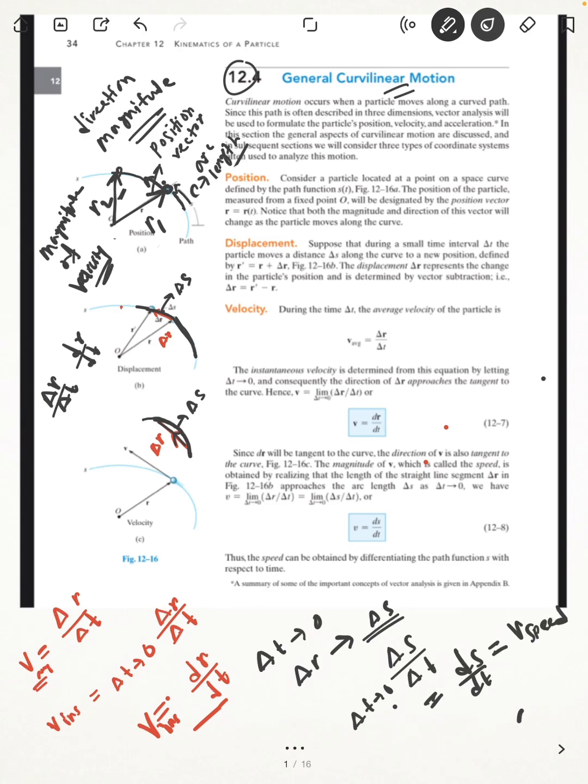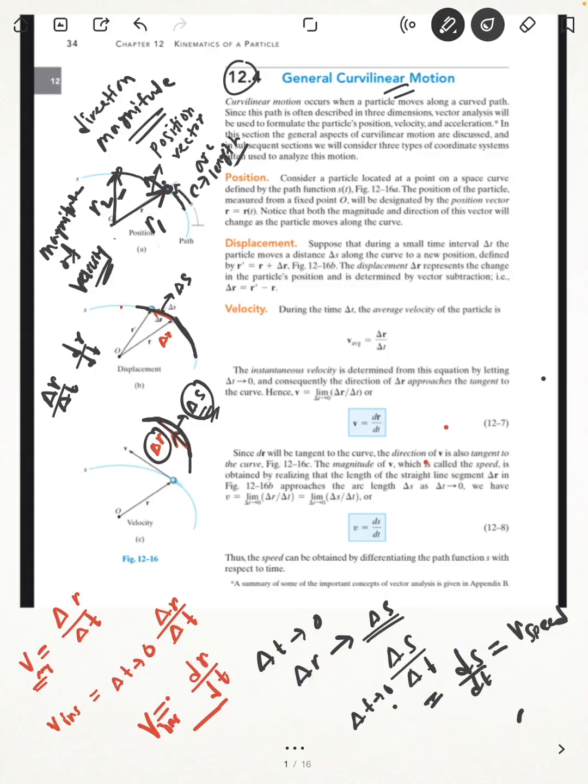Okay, so to get it, if for a very small interval of time, this del r will be approaching very alike this curve. If the time interval is very small, then this del r will be almost approaching this arc length or arc displacement. You can say that the change of arc length, del s, the arc length del s.